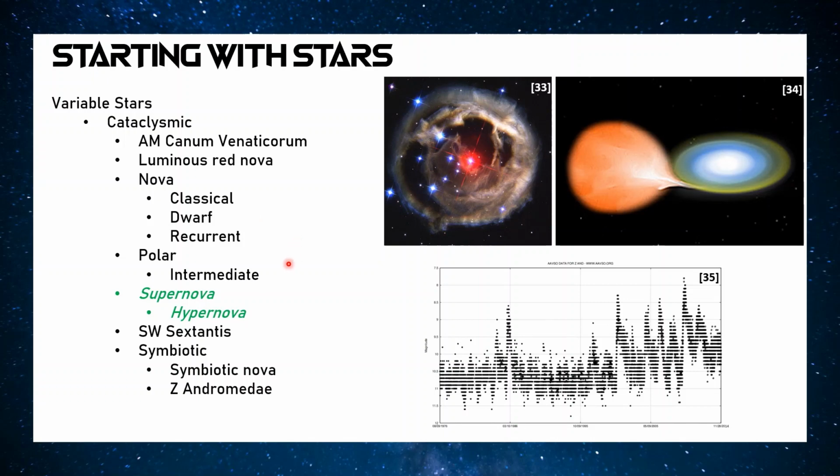There's a polar, where there's a white dwarf and a red giant. Again, highly magnetic, it pulls matter. So for the other two, classical and dwarf, the accretion occurs through gravity. But in a polar, it's magnetic force that pulls the matter to the white dwarf. There also might be an intermediate between polar and regular. And I think I missed recurrent, which just means it occurs more. Instead of a one-time event, this nova-type event occurs more than once.